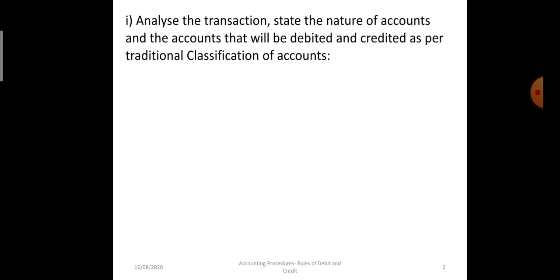Now see, the question is the same. Analyze the transaction, state the nature of the account and the accounts that will be debited and credited as per traditional classification of accounts. Now the first simple transaction is Mohan started business with rupees 50,000. Okay, that means cash 50,000 he has introduced in the business.